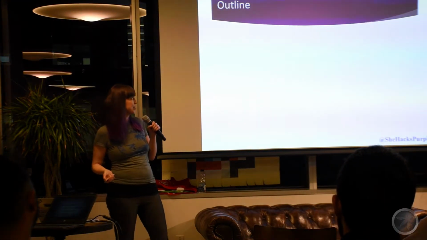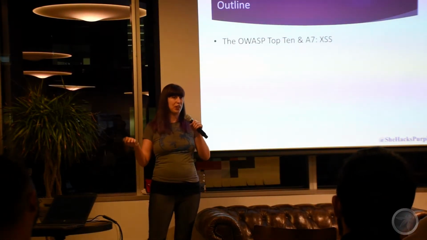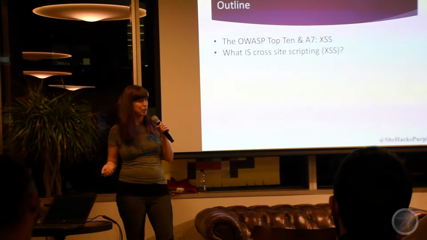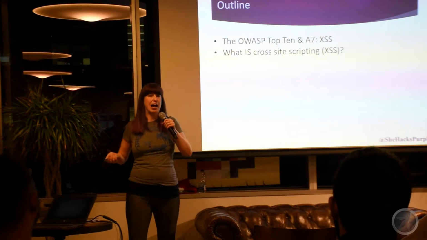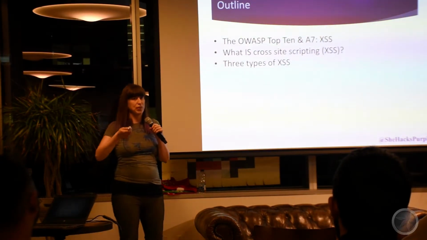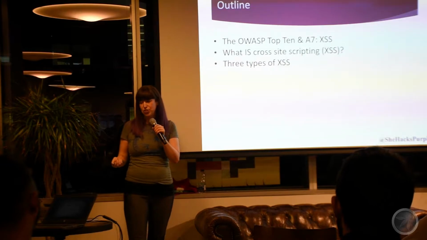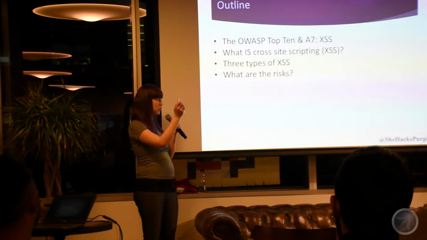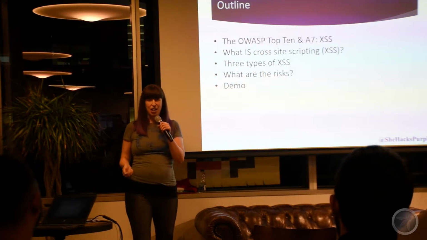Okay, so here's the outline for today. We're going to talk about the OWASP Top 10 and how this is now A7. We're going to talk about what cross-site scripting is and how it happens exactly. We're going to talk about there's 3 different types. I'm going to make corny jokes. We're going to talk about what the risks are, like what bad things can happen and why you definitely need to fix this. We're going to do a demo.